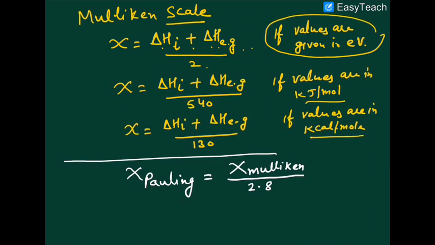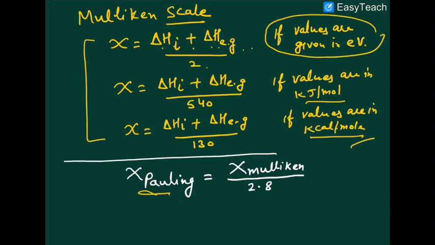Similarly, if the values are given in kilocalorie, what will you write? Ionization enthalpy in kilocalorie plus electron gain enthalpy in kilocalorie, divided by 130. So that's how you can find the Mulliken scale. How are these two scales, Mulliken and Pauling, correlated? Pauling scale is equal to Mulliken scale divided by 2.8. So you can say that Mulliken values are larger in comparison to the Pauling scale.